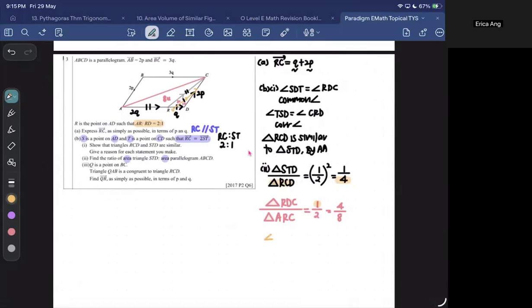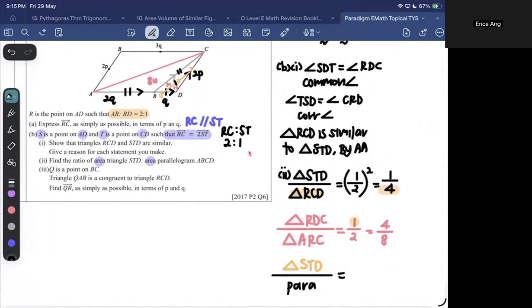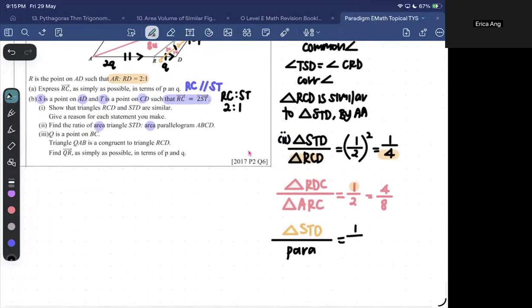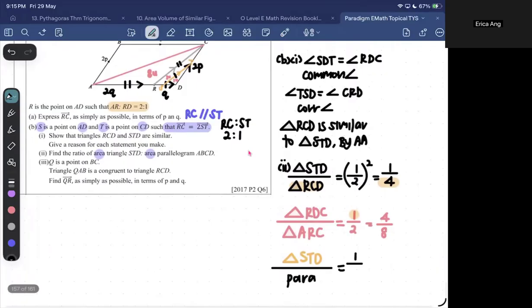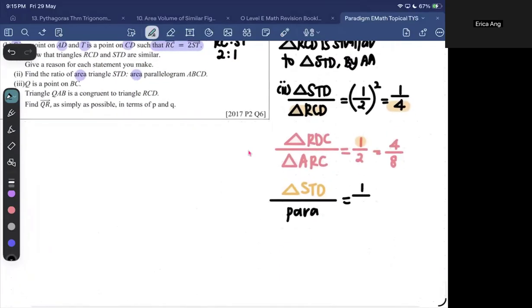So if now you want to answer, your triangle STD to your whole parallelogram, okay? So the parallelogram is ABCD, right? STD is just 1, right? But half of the parallelogram was 12, correct? So 12 times 2 will be 24. So they want the ratio, so you write it as 1 is to 24.